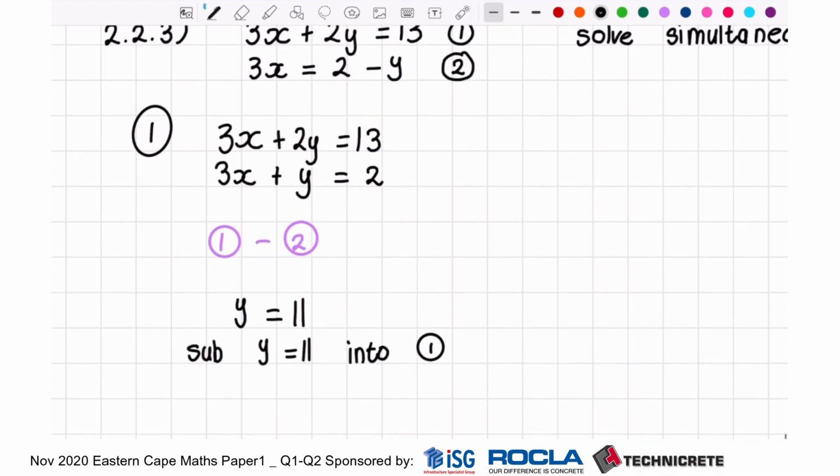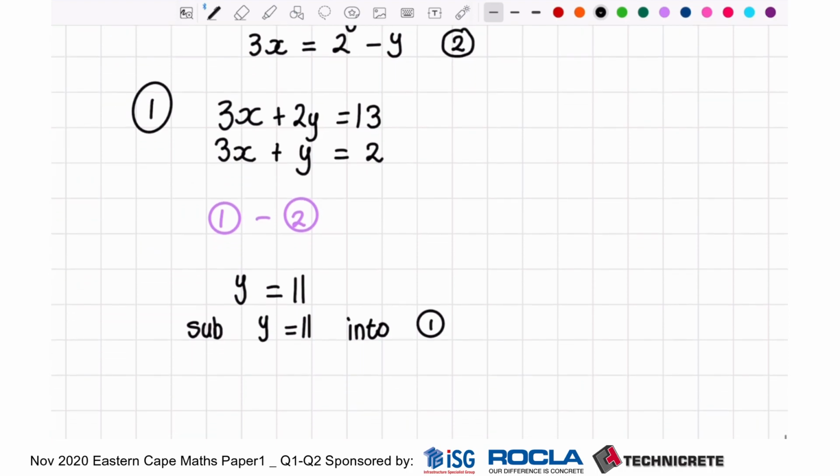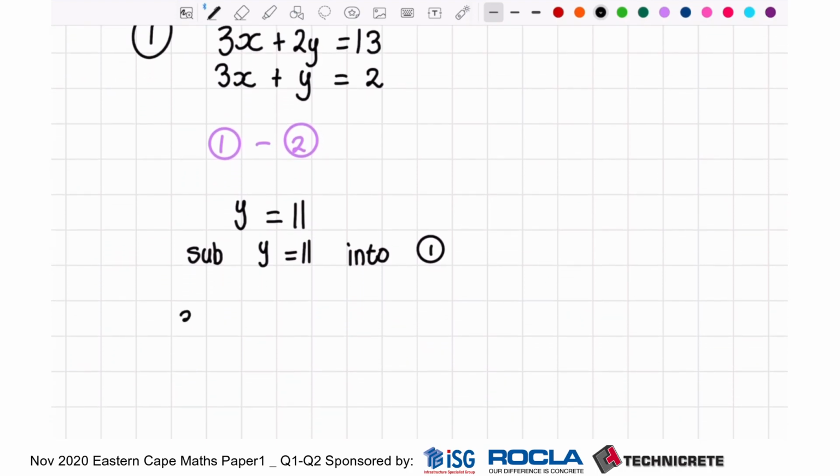And my equation 1 was 3x plus 2y is equal to 13. So 3x is going to stay the same. Plus 2, I'm now going to substitute in that y is 11, is equal to 13. And then I can just solve for x. So I'm going to take 2 times 11, which is 22, to the other side. 13 minus 22 is negative 9. And so x is equal to negative 3.